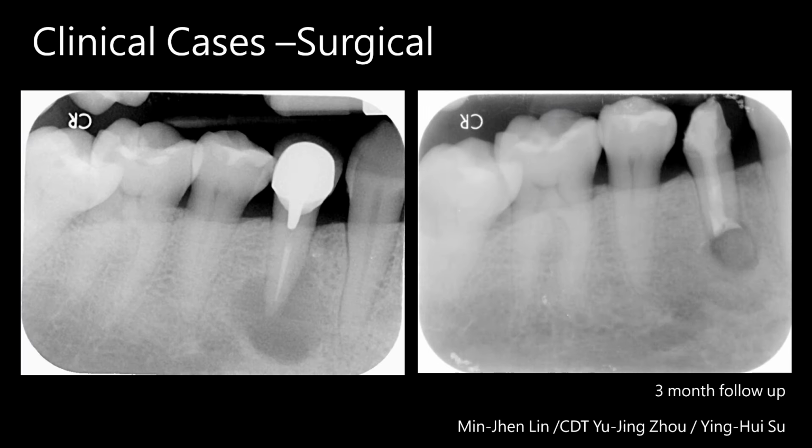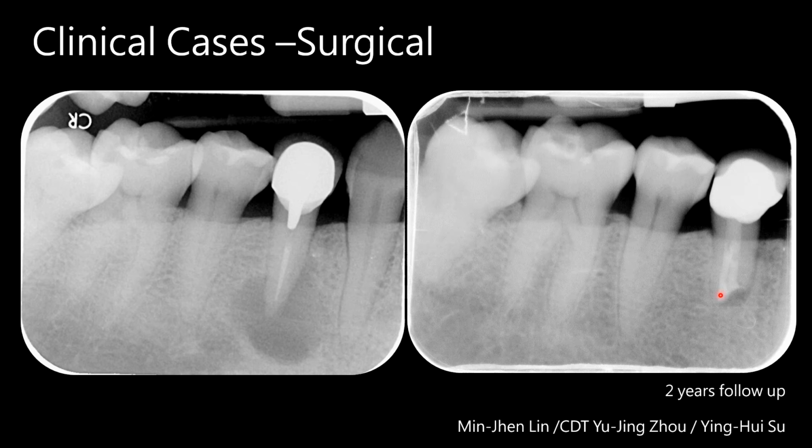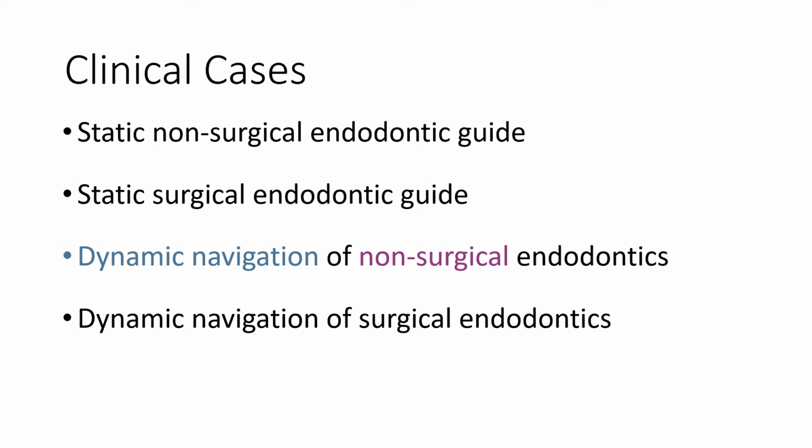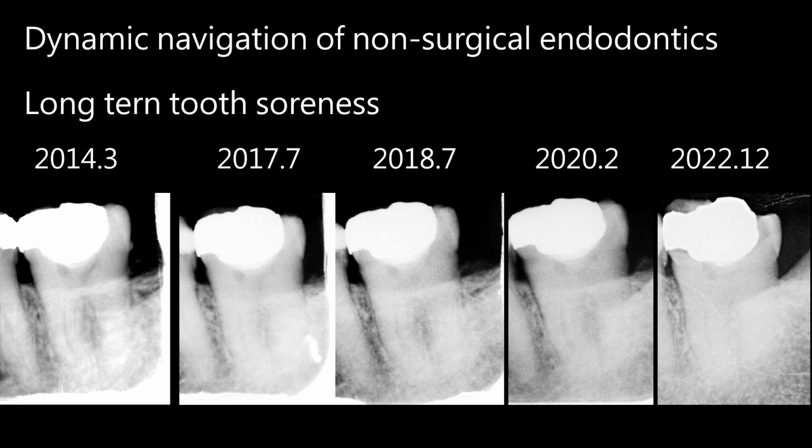And the 2-year follow-up. Still a little bit radiolucent here, but I didn't put bone graft, but I think it's okay. So the next one is the dynamic non-surgical endodontic case. This patient complained about very long-term soreness of this tooth. And luckily, this patient went to the perio department and followed the perio condition.